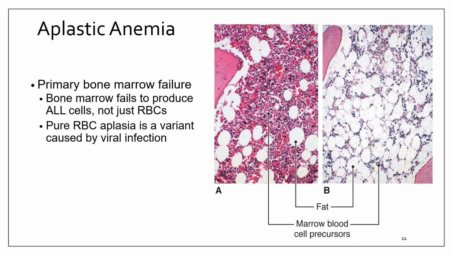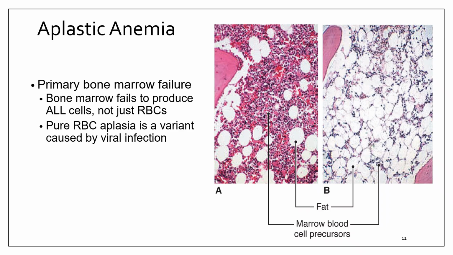Because all cell lines are affected, decreased red blood cells result in fatigue, pallor, and shortness of breath. A decrease in white blood cells will see recurrent infections, and then a decrease in platelets will have bruising and bleeding. Patients often present with weakness, fever, petechiae, and nosebleeds, and also infections that won't resolve.